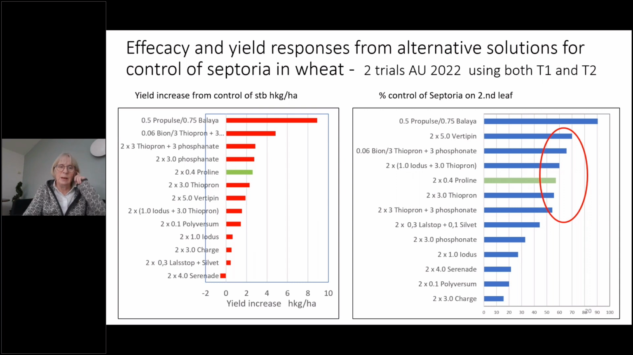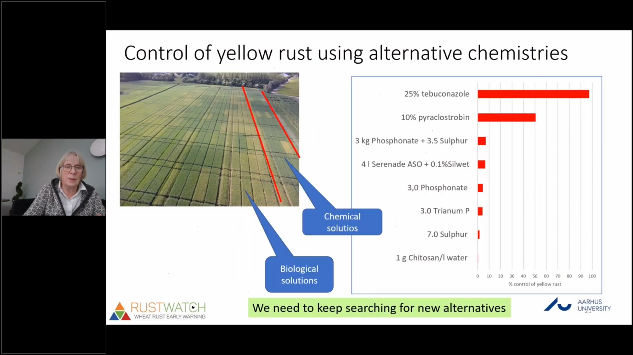When it came to yield, the picture was less good because the persistence of the alternative chemistries was not so good. And compared to the top, which is a traditional chemical control, most of the treatments did not really provide a significant yield benefit. So there are some things which can be used, but there's still a long way to see that they can take over from the efficacy which we recognize today from the chemistry.